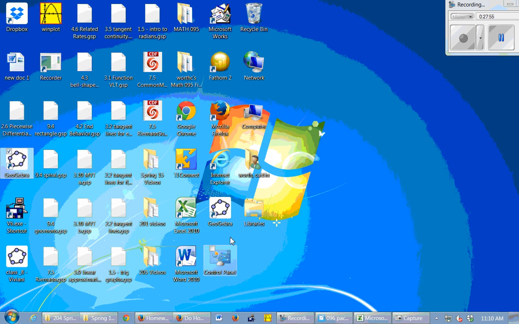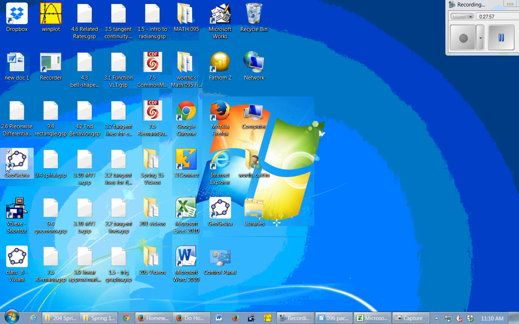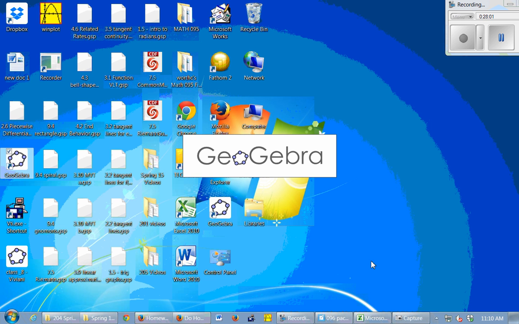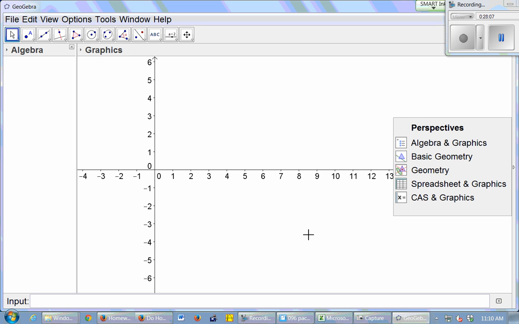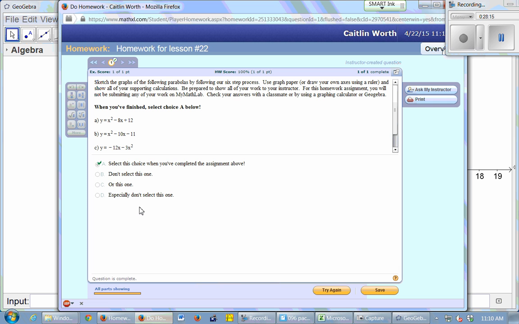It looks like a Stonehenge. So you double click it. All right, so this is a free graphing software. Again, you can download it on any computer, geogebra.org, and I'll write it down. But I want to graph y equals x squared minus 8x plus 12.